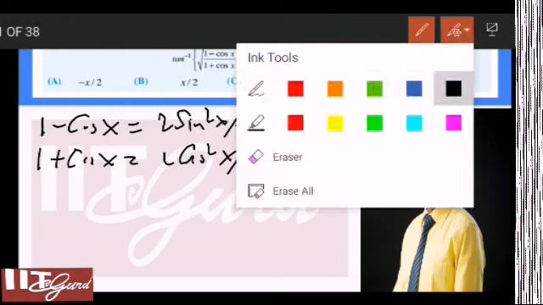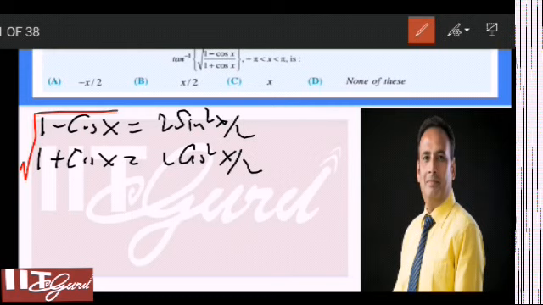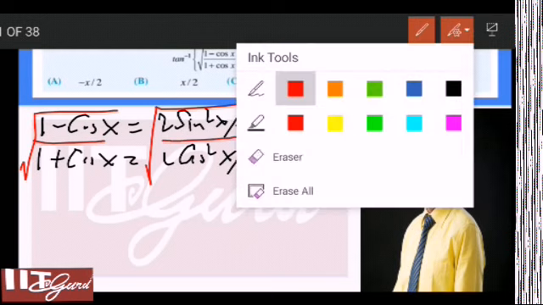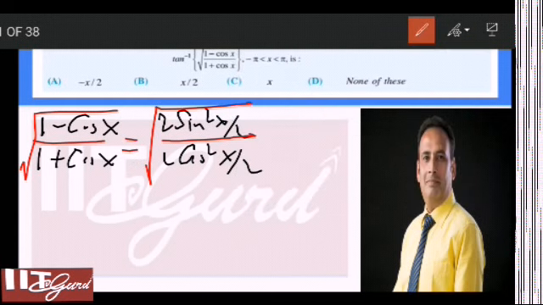So we take the square root of this much upon this much, and the 2 and 2 cancel. Finally the result will be the square root of sine square x by 2 upon cos square x by 2. Under the root, some students can say this will be the square root of tan square x by 2. It's correct.